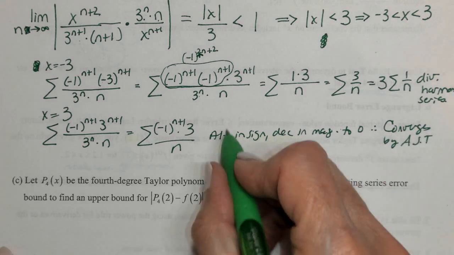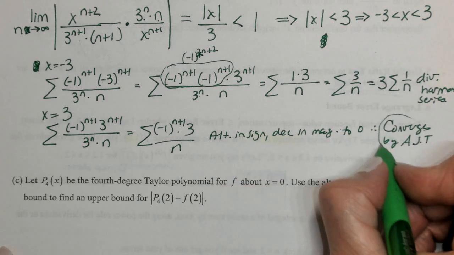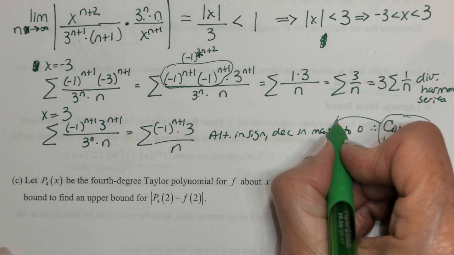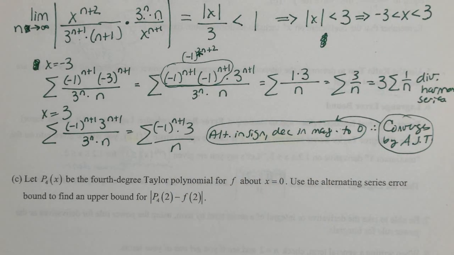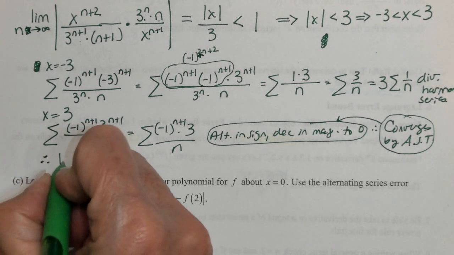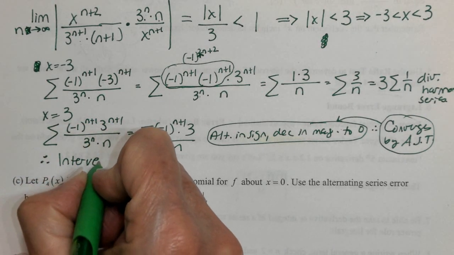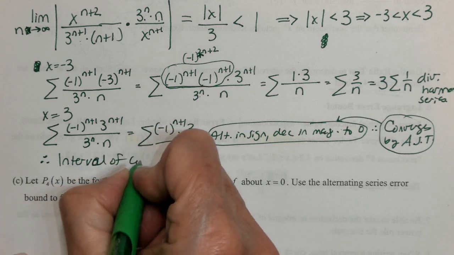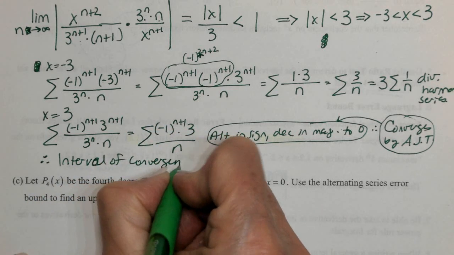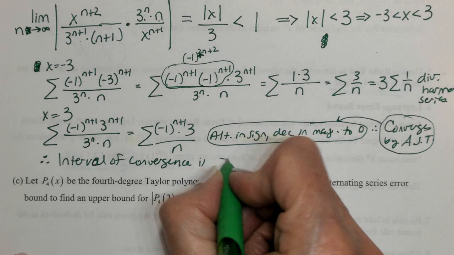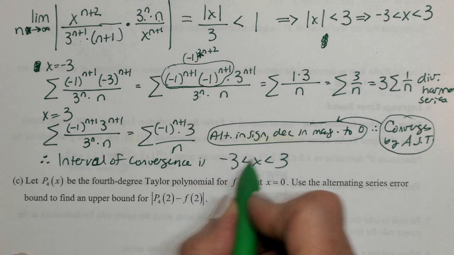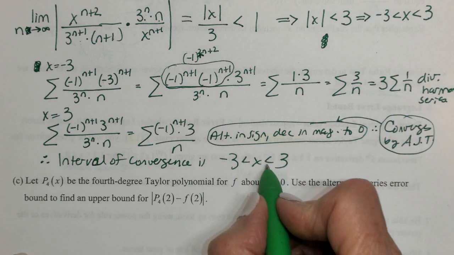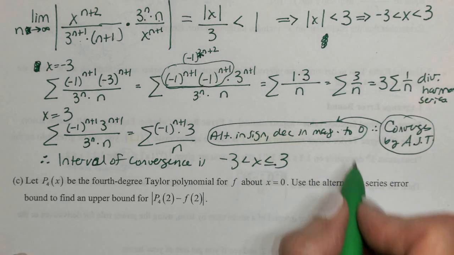You guys, in the ratio test, this takes care of all of that. All you have to do is say converges by AST there. So the interval of convergence is negative 3 to 3, not including the negative 3 because that one diverged, but yes, including the 3 because that one converged.